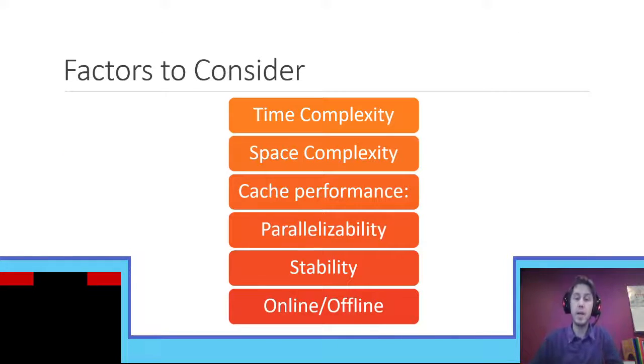In my opinion, it's less important to know sorting algorithms, and more important to know what factors to consider when it comes to sorting. I'm going to go into these factors in more detail, but the main ones I'll bring up here are time complexity, space complexity, cache performance, parallelizability, stability, and online-offline behavior.